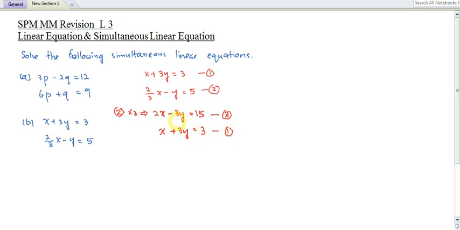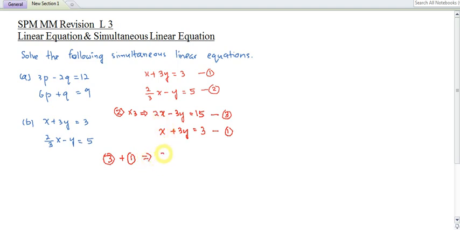Okay, now you have negative 3, you have positive 3. Number become the same. I can eliminate the y. So just observe the sign here. This is negative, this is positive. Different sign, I just use plus. Take number 3 plus number 1.